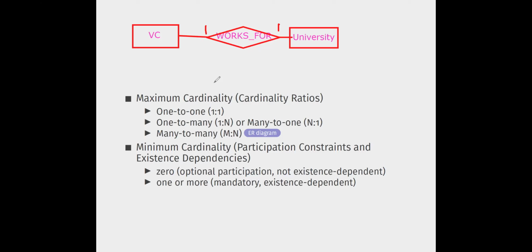We call it minimum cardinality. Sometimes this participation could be optional or mandatory. This is what we want to figure out. If all the instances are participating, we call it mandatory. If only some of the instances are participating, we call it optional.